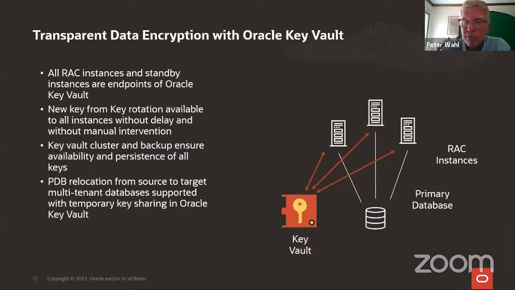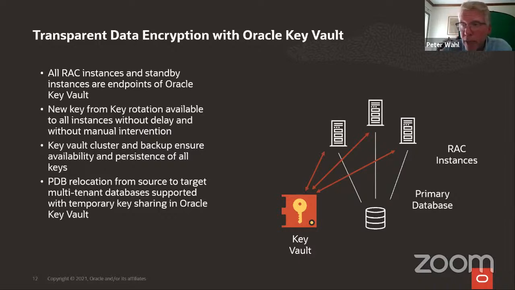So if you have a RAC primary and a RAC standby database, if you do a rekey operation on one of your primary RAC nodes, that key will be available to every other participating instance of that Data Guard setup. So there is no downtime anymore. There is no need to copy wallets around.